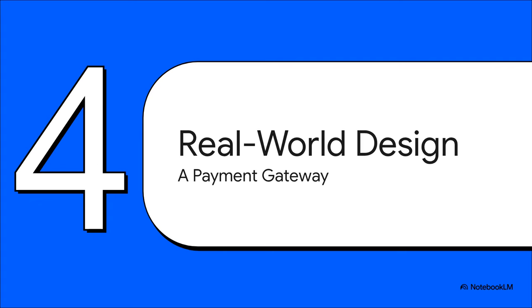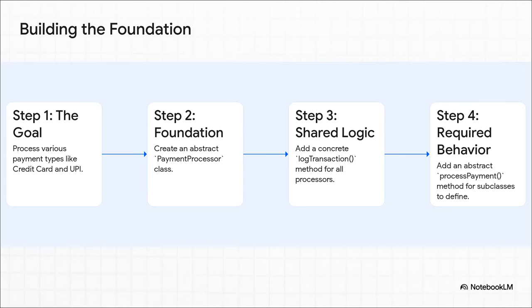Look, theory is one thing, but let's make this real. Let's see how these two concepts work together by designing a simple payment gateway. This is where it all clicks. So our goal is to handle payments from credit cards, UPI, you name it. We're going to start with an abstract class, payment processor. Why? Because every single payment type is going to need some shared logic, like logging the transaction. So we can write that log transaction method once, right there in the abstract class.